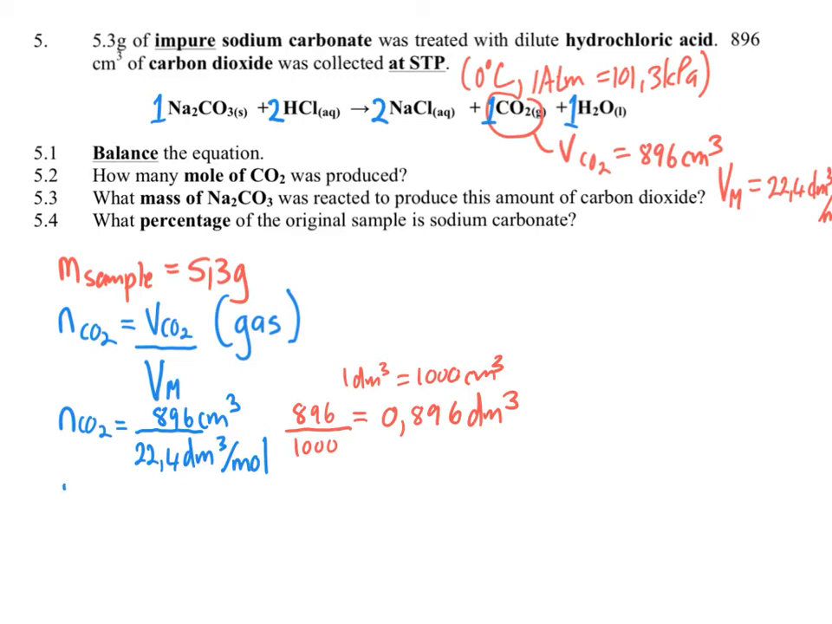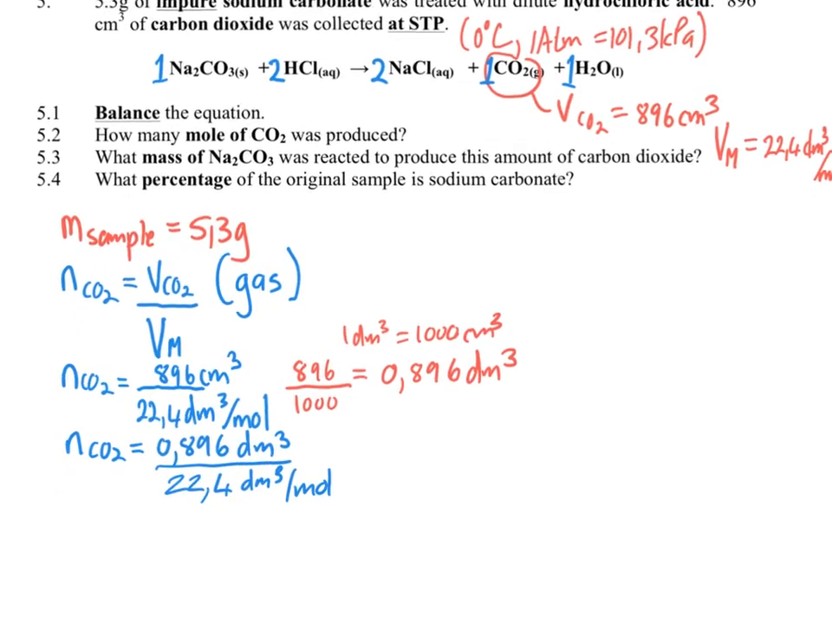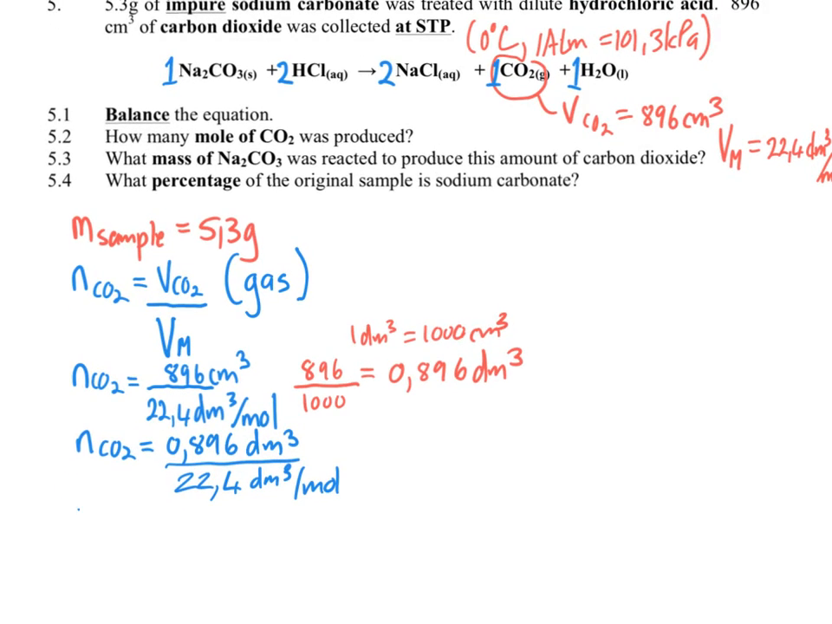So now substituting it into here, we get 0.896 cubic decimeters over 22.4 cubic decimeters per mole, and that gives us 0.04 moles of carbon dioxide produced.